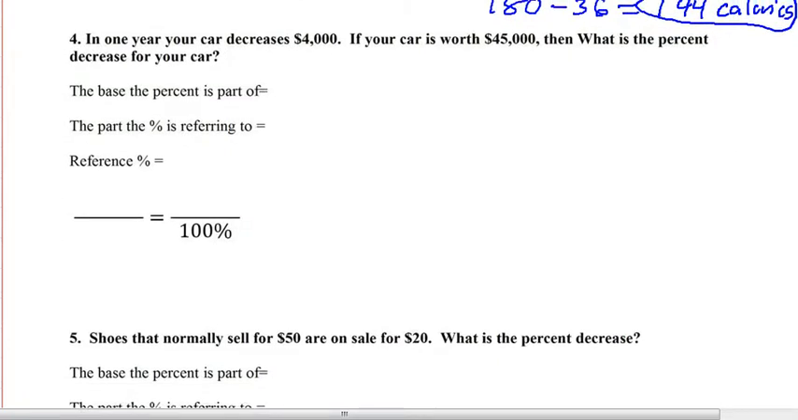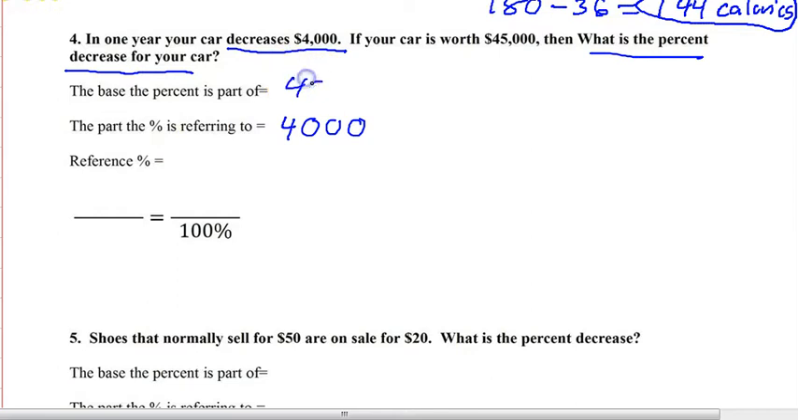Let's try one more. In 1 year, your car decreases $4,000. If your car is worth $45,000, then what is the percent decrease for 1 year? So in this one, they're asking for the percent decrease, which means somewhere in this problem there has to be that same word, and there it is. This decrease refers to our part, because the percent is referring to a decrease, so that has to be there.